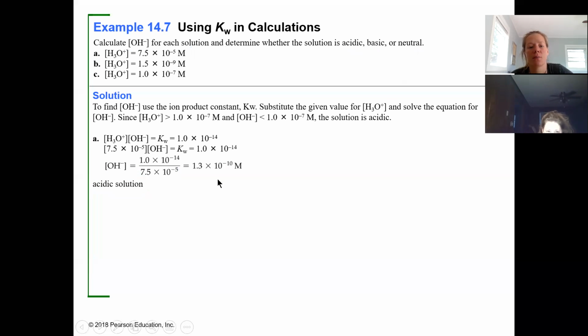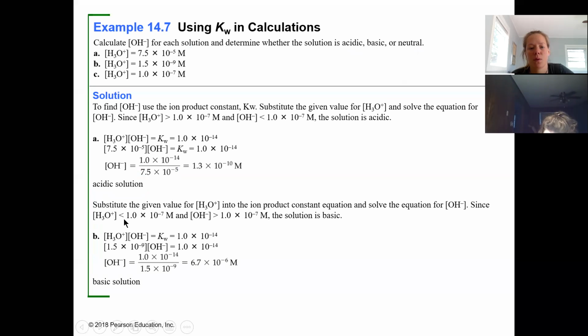All right, so for the second one, we are going to substitute the denominator for that 1.5 times 10 to the negative 9th, and we should get an OH concentration of 6.7 times 10 to the negative 6th. Okay, so what was our original H3O plus concentration? The H3O plus concentration was 1.5 times 10 to the negative 9th. The OH is 6.7 times 10 to the negative 6.